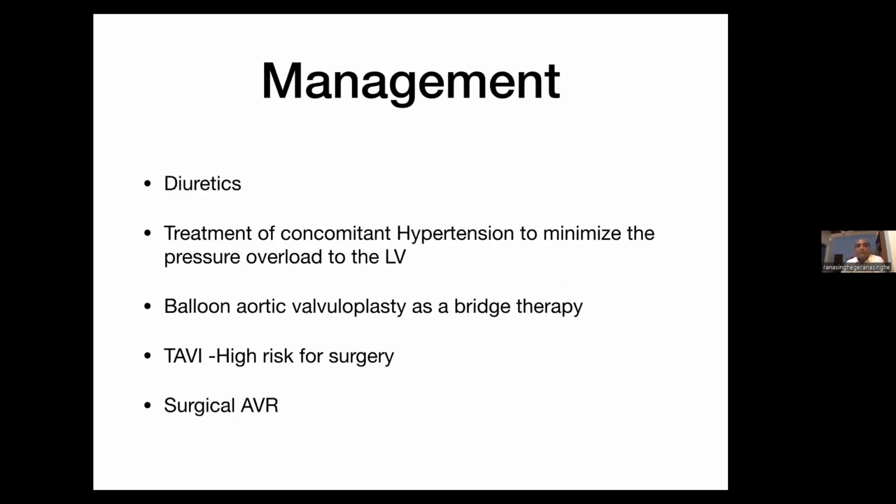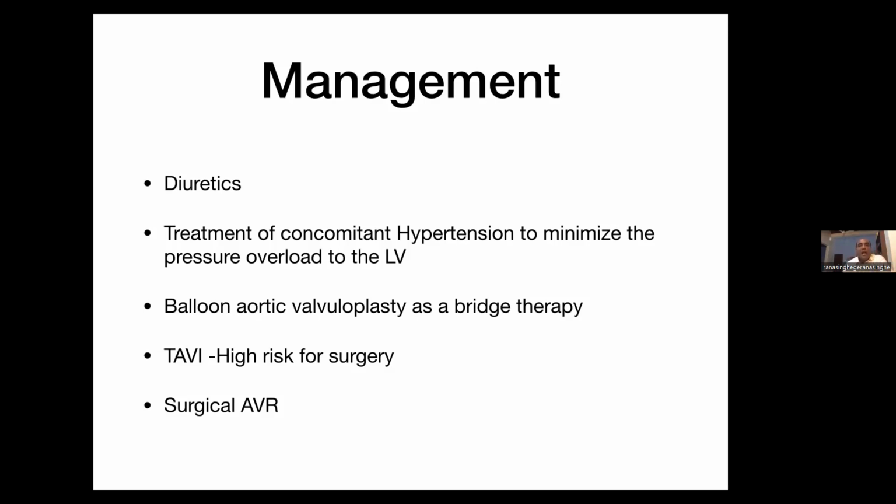So how do you manage? Of course, if patients come with pulmonary edema, you can use diuretics and treat concomitant hypertension to minimize the pressure overload to the left ventricle. This is a very important thing. Because of the aortic stenosis, the left ventricle is pressure overloaded, as it cannot pump blood against the resistance in the aortic valve. But if you have concomitant hypertension, there will be an added burden to the left ventricle. So you try to reduce the aortic blood pressure, and therefore the pressure overload gets less.